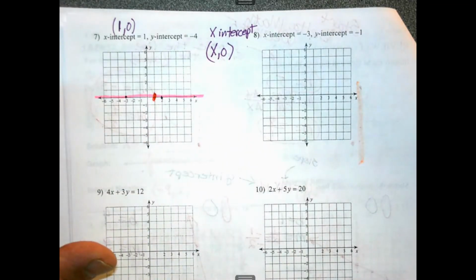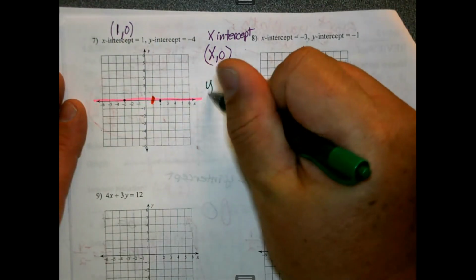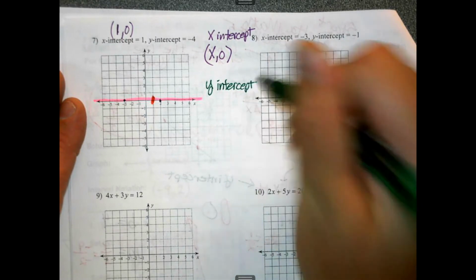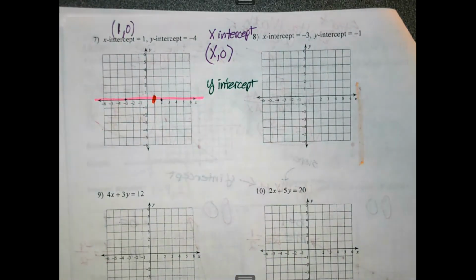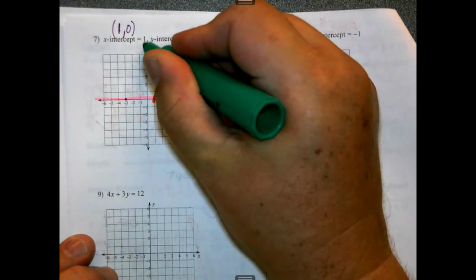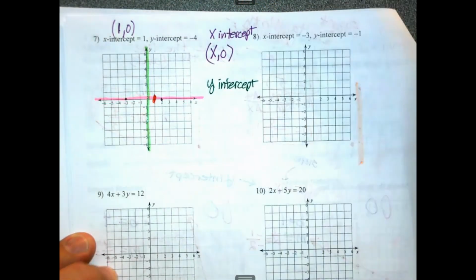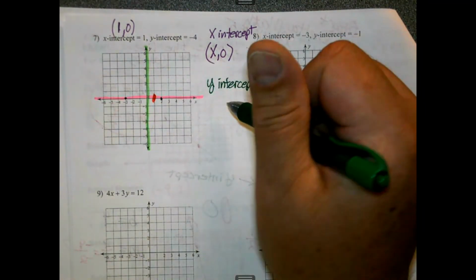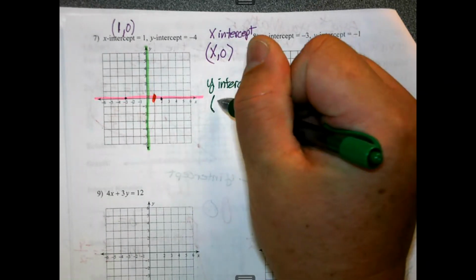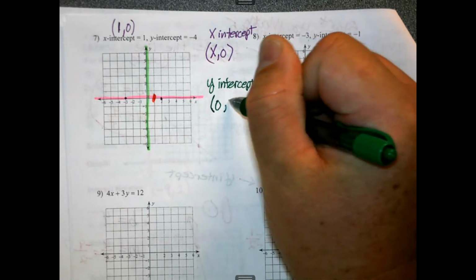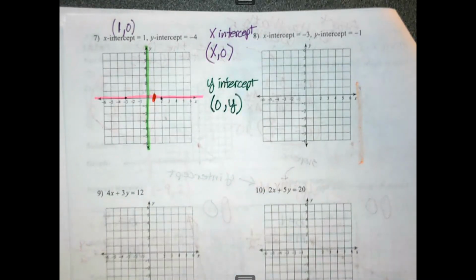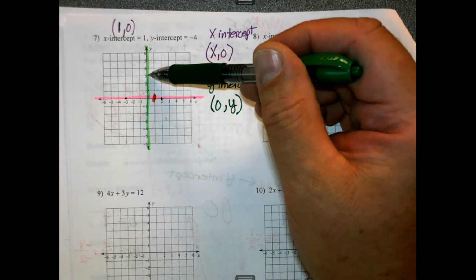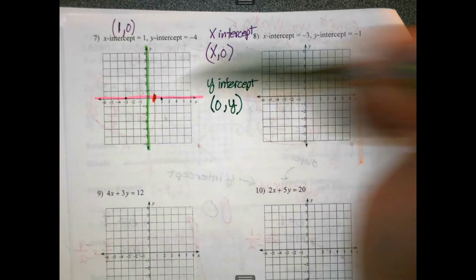All right, now the y-intercept is where it's going to cross my y-axis. There's my y-axis. But this time, what's going to be 0? The x coordinate, right? So the x coordinate is always going to be 0. The y is going to change. So for example, this point is 0 comma 1. This point is 0 comma 3, so on and so forth.